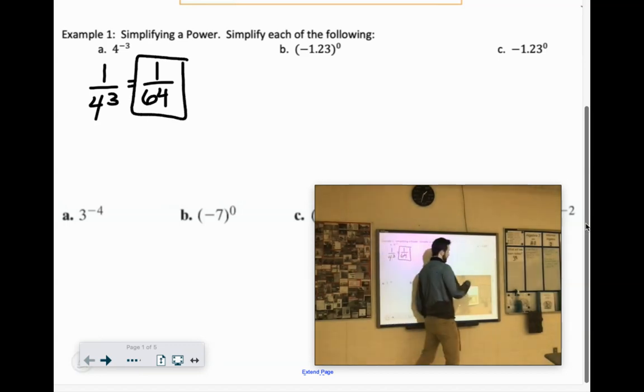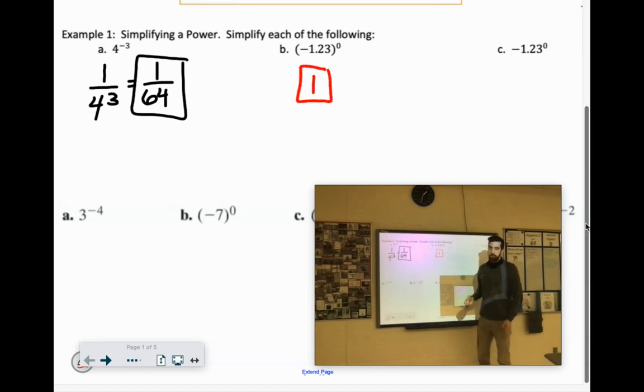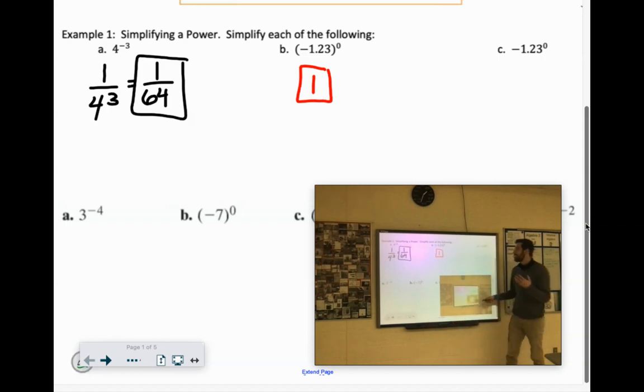Now, B and C look very similar, but they will give you different answers. If it is in parentheses and you have a negative, then that's fine, it'll cancel out. So B, because it's in parentheses, would just be 1. Whereas C, when it's not in parentheses, is essentially saying the opposite of 1.23 to the 0 power, so the opposite of 1. So if it is not in parentheses, it'll be -1.